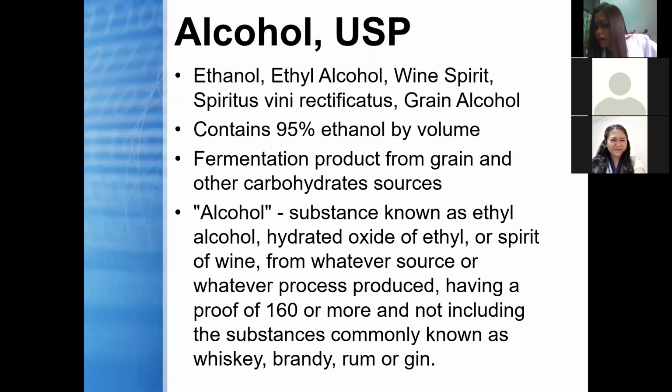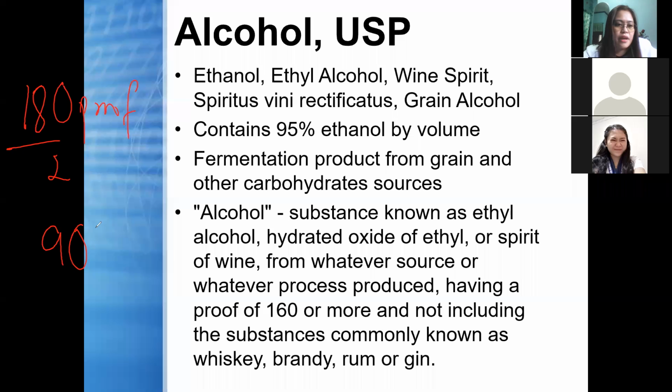I hope you can still remember your PharmCal. How do you compute for the percent alcohol? If the proof is given, like 180 proof, you just divide it by 2, and that will be the percent of alcohol present in the liquor. Okay? So our limit is 160 proof. That means it is 80% alcohol by volume. But take note that it does not include substances commonly known as whiskey, brandy, or gin.